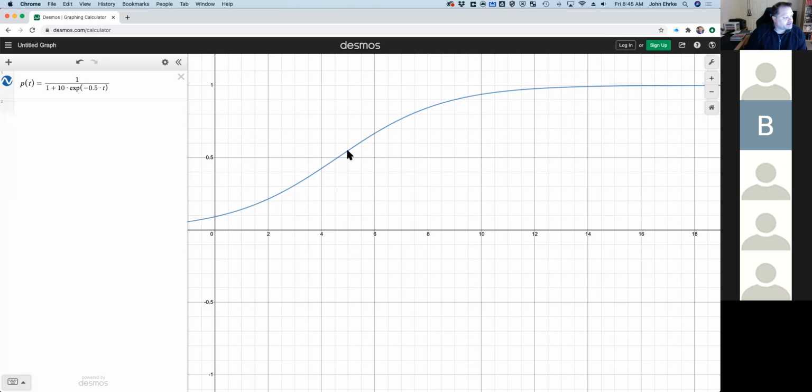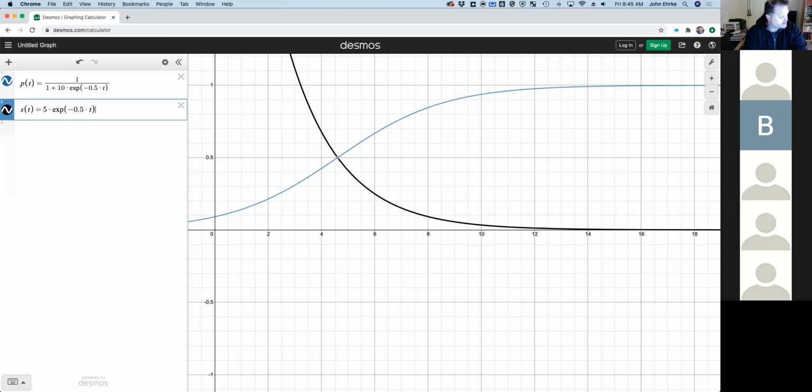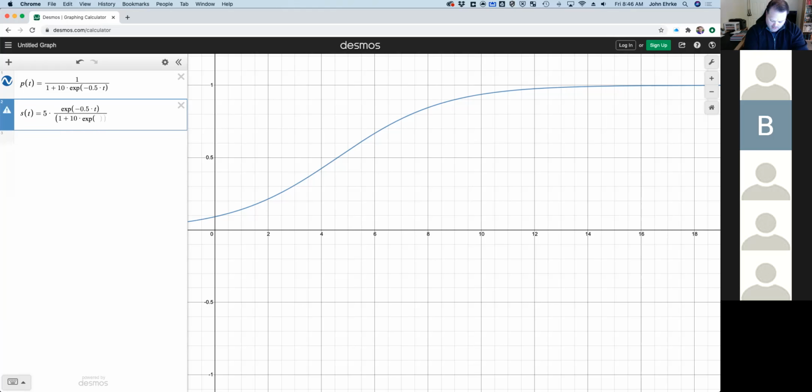Okay, does anybody have another guess? At the beginning, around 1 or 2. Do you think at 1 or 2? Okay. Well, the way that we can figure this out is by graphing the derivative. So the derivative function here, I'll call it S of t for spread: 5 times e to the negative 0.5t divided by 1 plus 10 e to the minus 0.5t quantity squared.